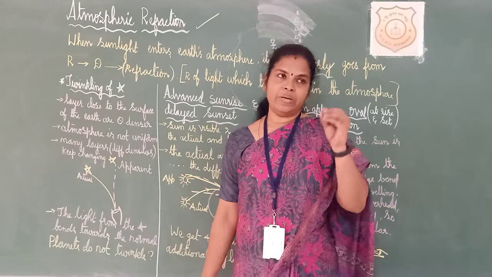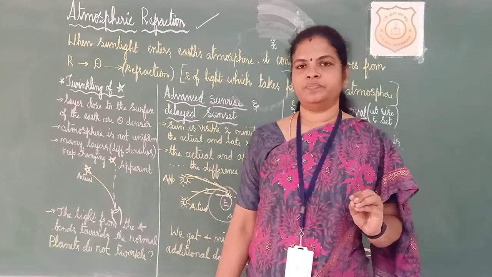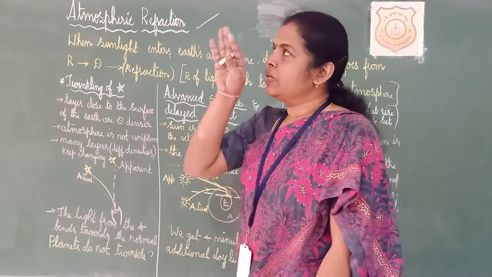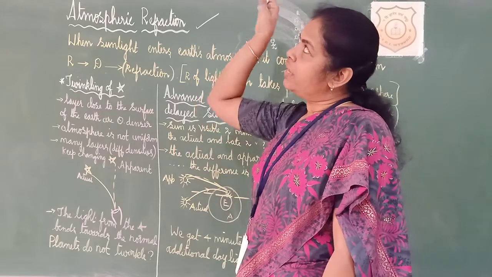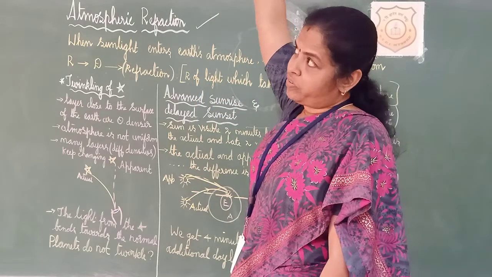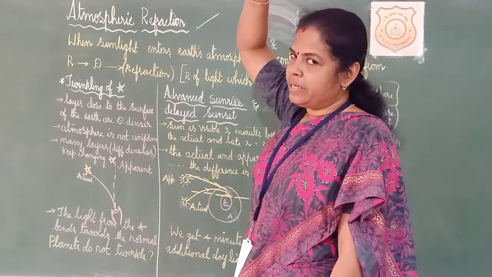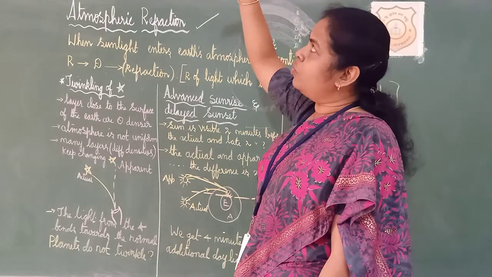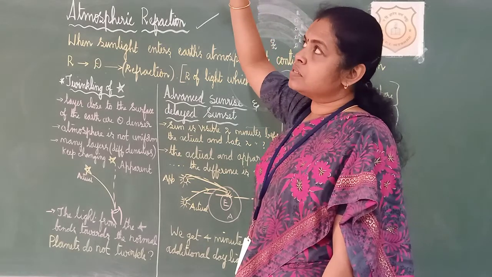Do you know apparent position and actual position? See, if you are standing here, there are many layers above and the star is at the top. From the star, the light is coming down. When it is moving down, it should cross many layers.